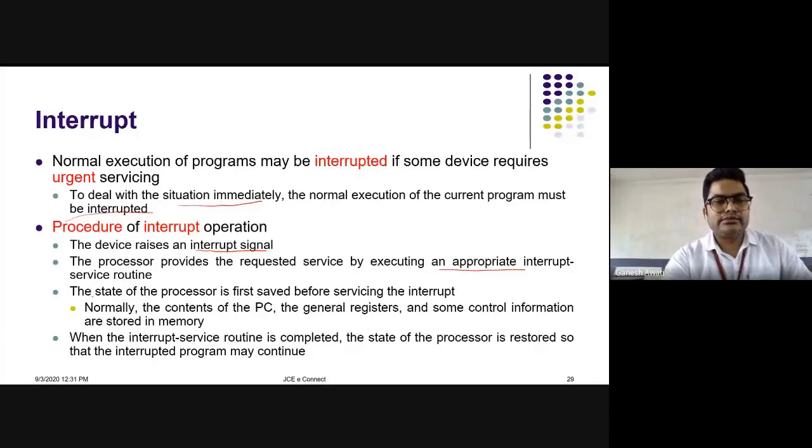The state of the processor is first saved before servicing the interrupt. Because once you were doing something, and then you go do another task, you have to come back. After coming back, you don't want to start from the beginning, you want to start from where you left off. For that purpose, our processor also saves something, so it remembers where it was previously.